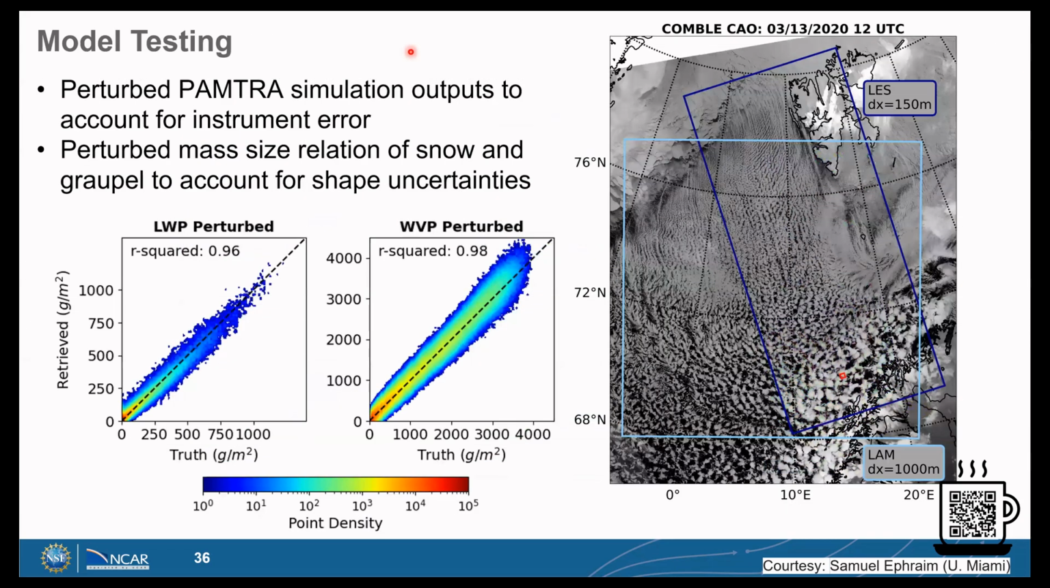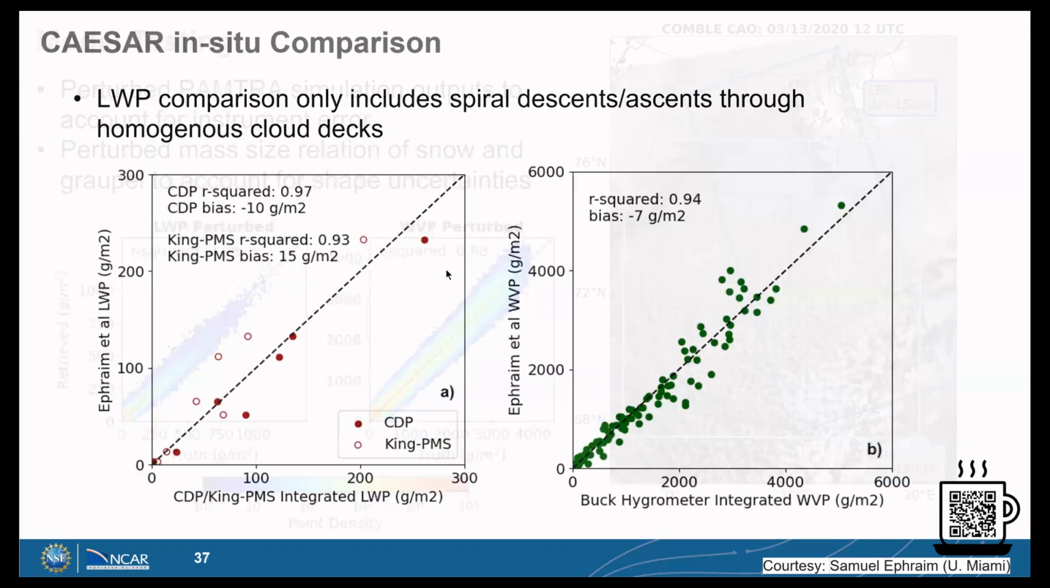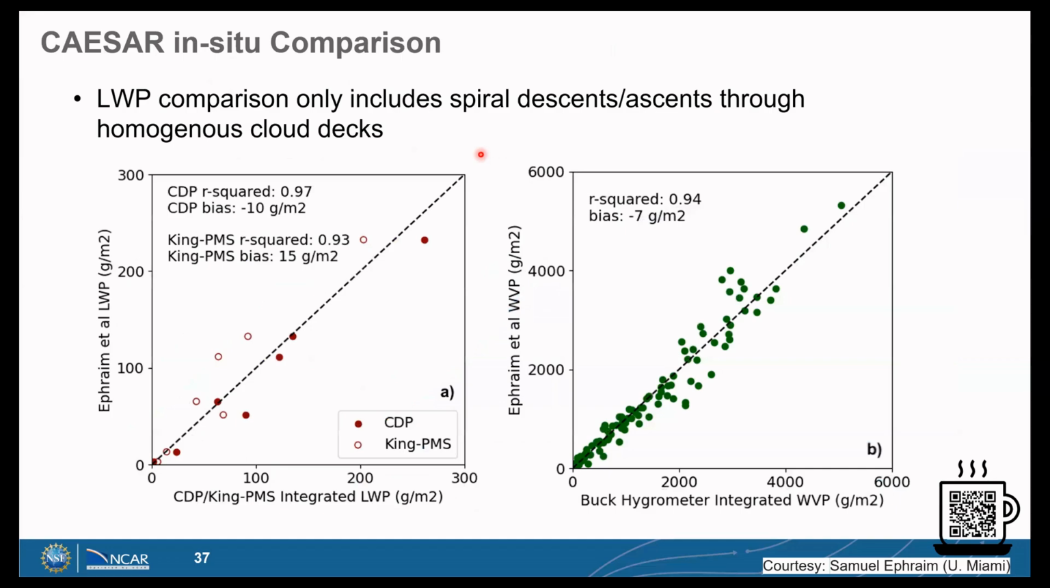Testing the model, Sam did some perturbation tests to try to account for instrument error as well as for particle shape uncertainties related to mass size relations, really just to try to cover bases here. And you can see that the tests have come out quite nicely. And this is kind of the take-home message slide for this. Here we're showing the retrieval. So what Sam did was he developed that relationship, and then he took it out to the field and in real time applied it to the GVR retrievals on the aircraft.